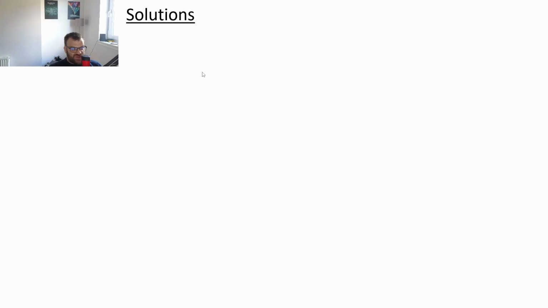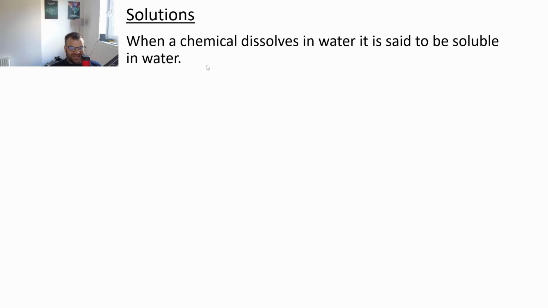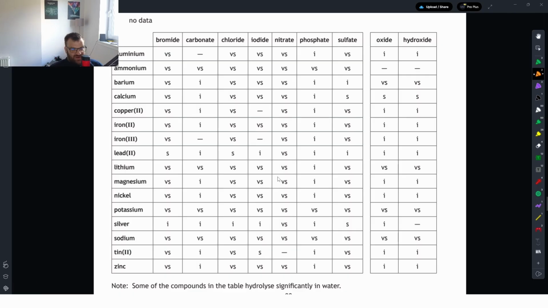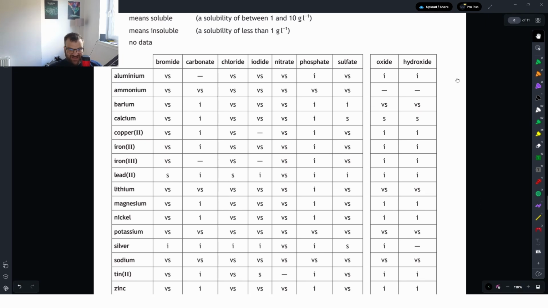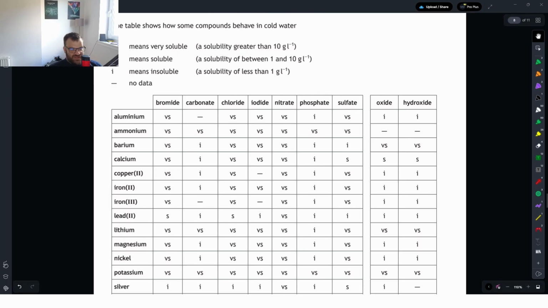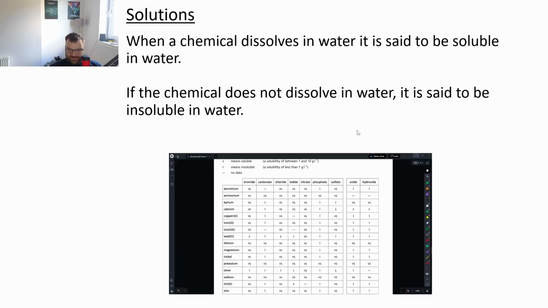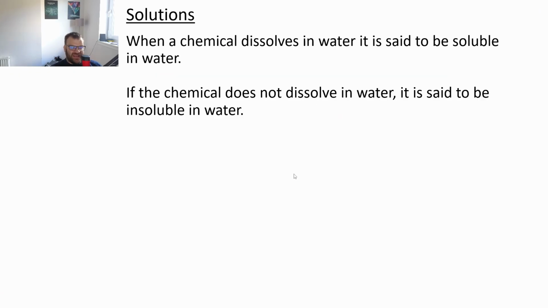Just a little recap on solutions. This is something that doesn't really fit into one particular topic, but here's as good a time as any. When a chemical dissolves in water, it's said to be soluble in water. If a chemical does not dissolve in water, it's said to be insoluble in water. Page 8 of the data booklet has a grid, a table of different materials and whether or not they dissolve in water. So VS, very soluble, S for soluble, and I for insoluble. So when you're dealing with making a salt, you can actually look and see if this thing can dissolve or not in water.